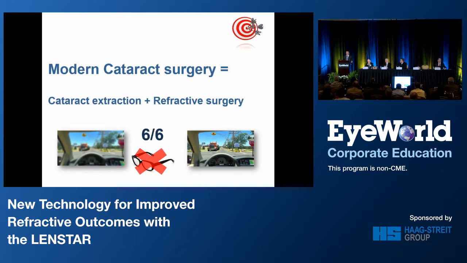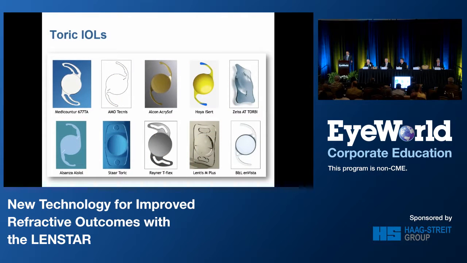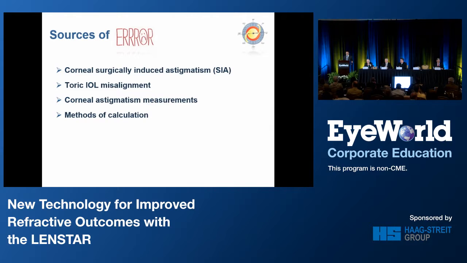Okay, so modern cataract surgery has become a combined rehabilitative and refractive procedure. And toric IOLs have a major role in this new era, becoming the standard of care for patients with pre-existing corneal astigmatism who undergo cataract surgery. However, the results following toric IOL implantations are not always quite predictable. Surgically induced astigmatism, toric IOL misalignment, corneal astigmatism measurements, and the methods of calculation are all factors that might contribute to unexpected residual astigmatism.